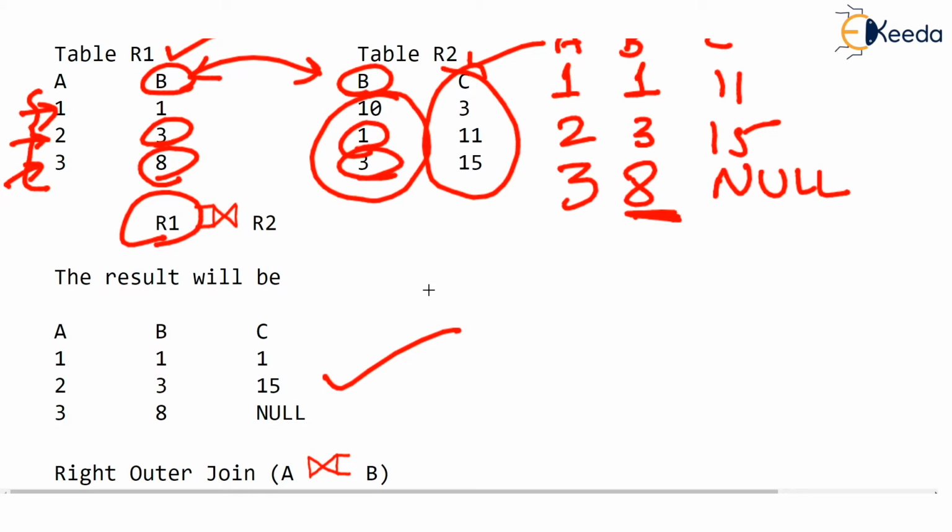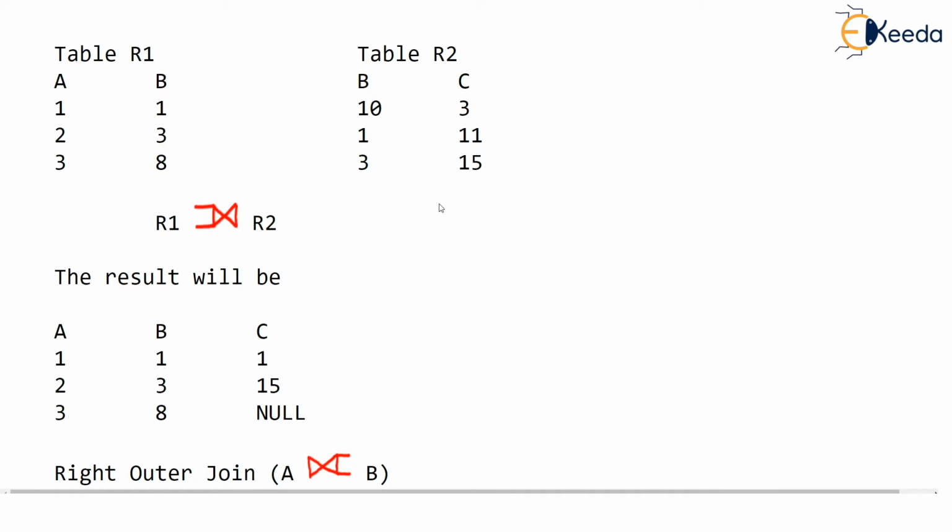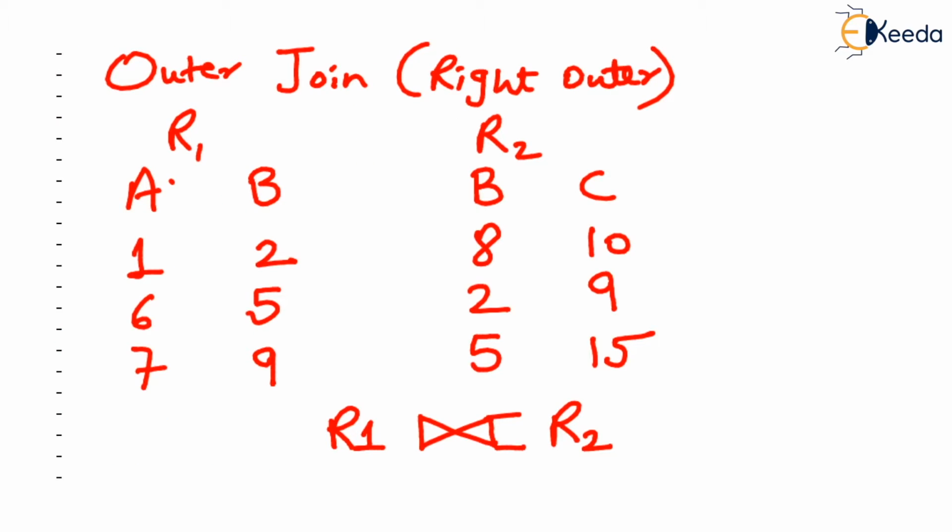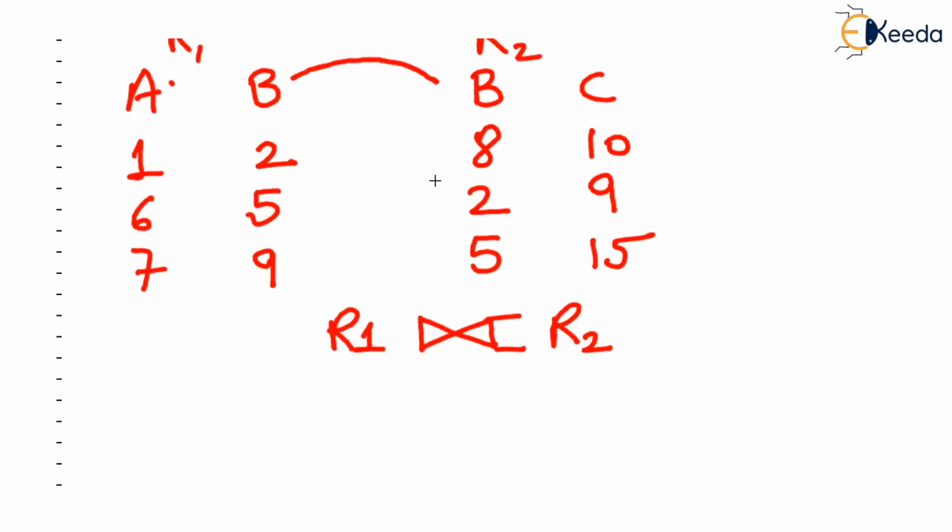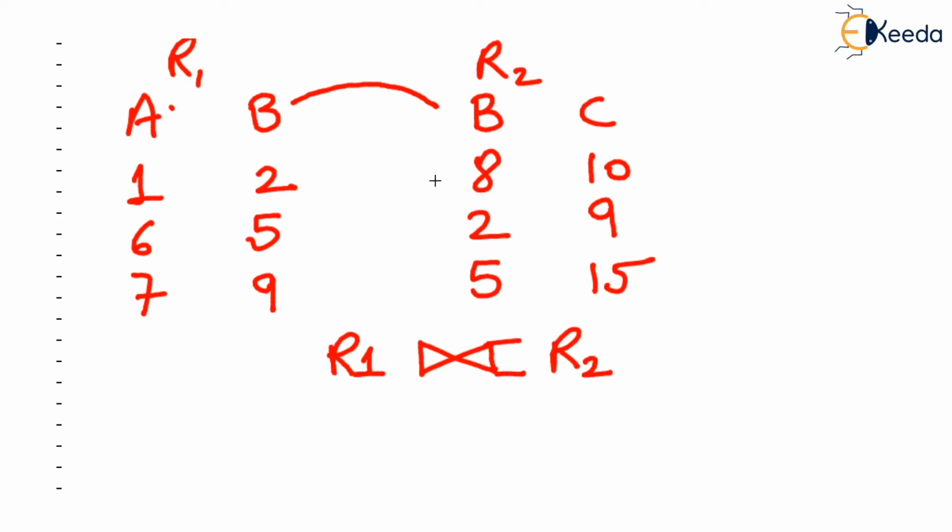Let's talk about right outer join. This won't take time now. Right outer join is indicated by this symbol as shown. And we again have a common column B over here. Check that, B is a common column, and we are doing right outer join. Here it is so important that the right hand side table is R2 and the left hand side table is R1.